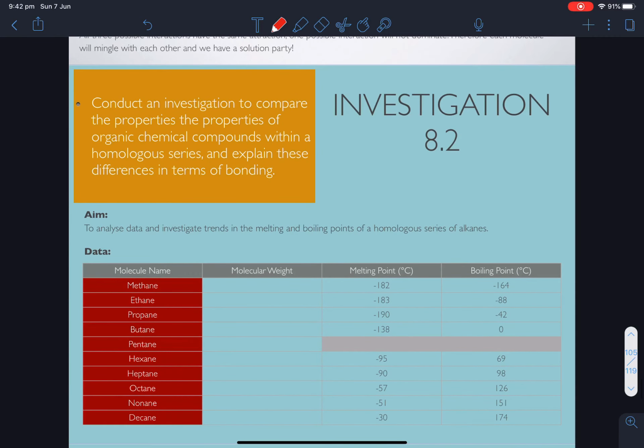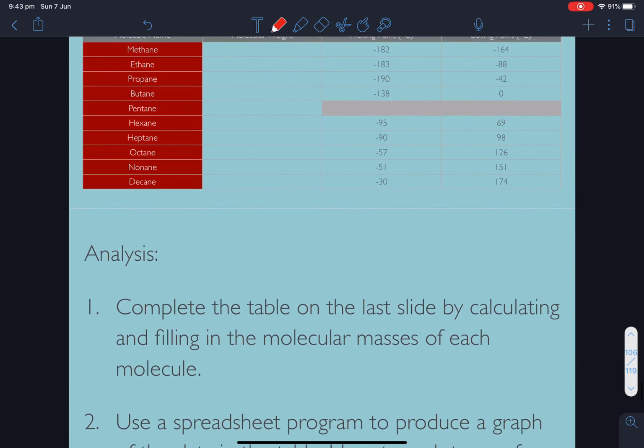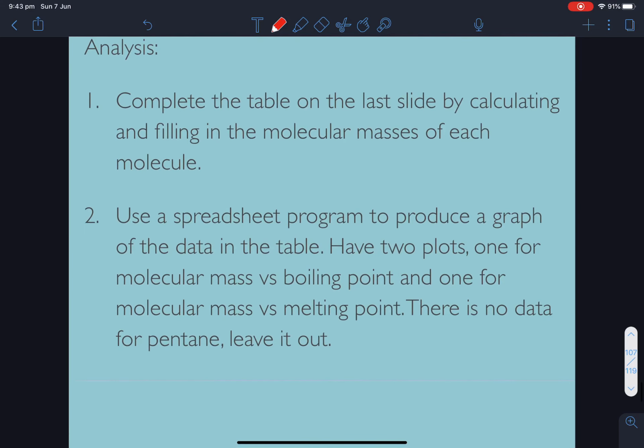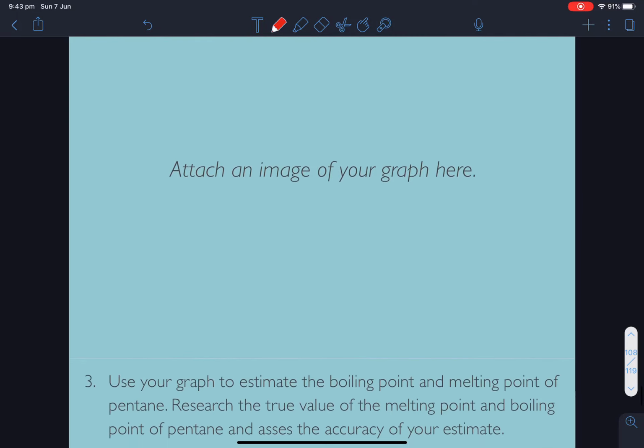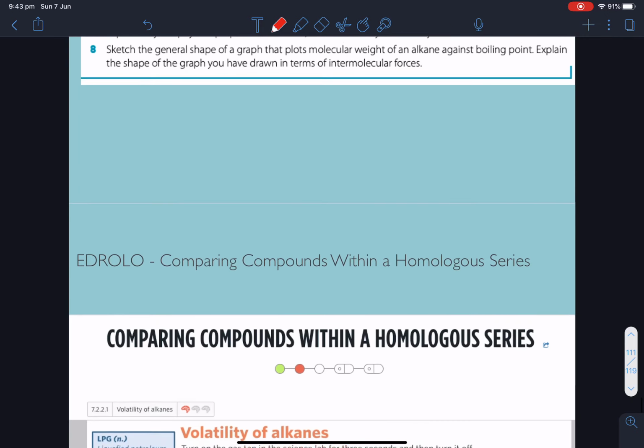Okay, now we've got an investigation to do. I'll leave it up to you guys to do. It's about conducting an investigation to compare the properties of organic chemical compounds within a homologous series. I chose the alkanes, and we're going to graph their melting points and boiling points, without the figures for pentane, and we're going to see how linear it is and predict those melting and boiling points of pentane. Okay, I'll leave it up to you guys, but I think that's pretty much the end of the chapter.